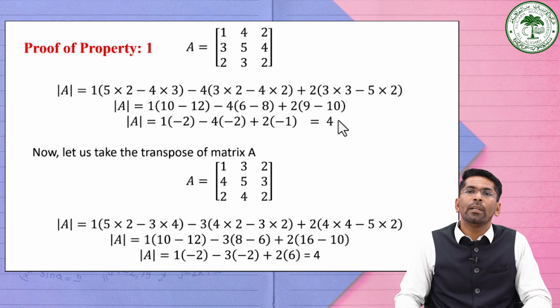So see here, the determinant of the original matrix is equal to 4, and after taking its transpose, we found again the determinant value is equal to 4. Okay, so we have proved this particular property.